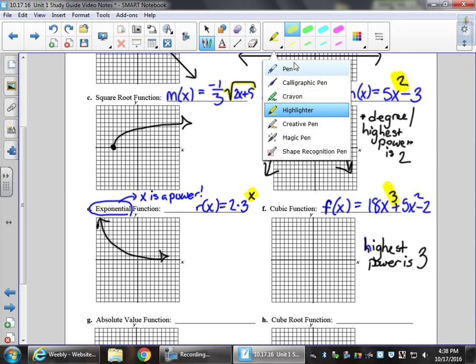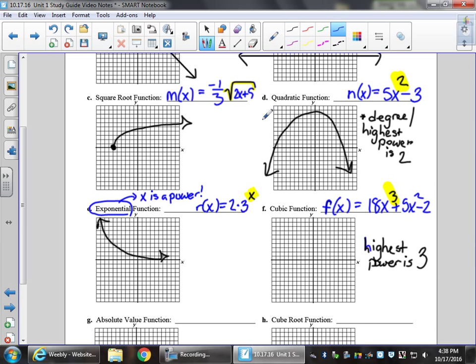Cubics have a bump in them, like so. It could also look like this. It's got 1, 2 turns. There's 2 turns in the graph.